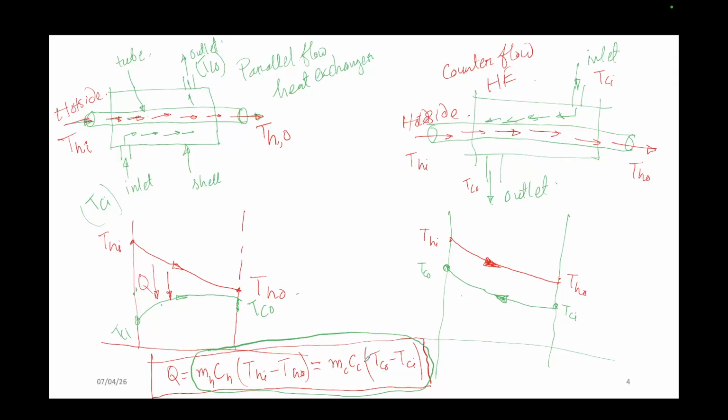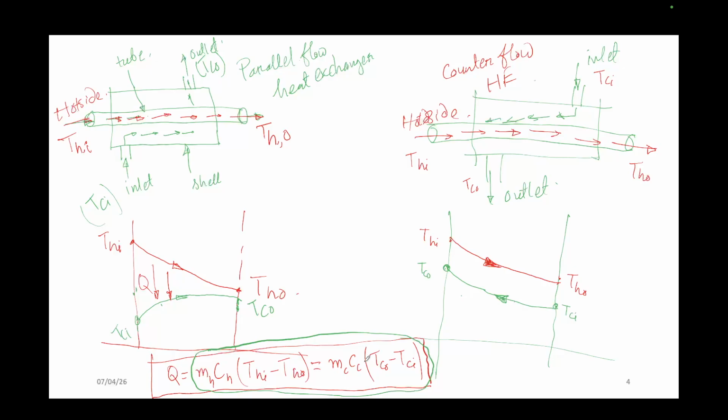So how many variables are there besides this? On the left hand side there is mH and two temperatures. On the right hand side mC and two temperatures. So ultimately six variables are there, right?